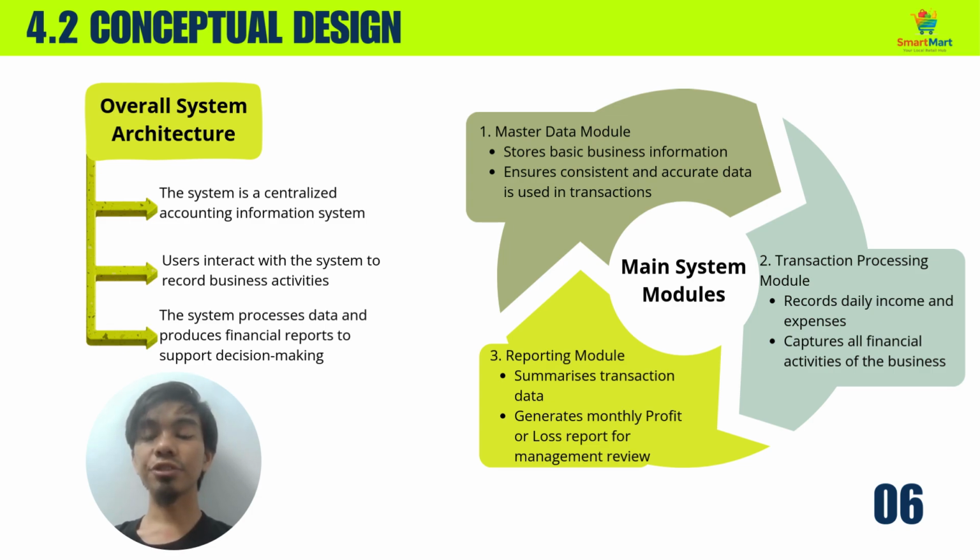Next, I will explain stage 4.2, which is the conceptual design. In this stage, we focus on planning the system at a high level without technical detail. First, looking at the overall system architecture. Users interact with the accounting information system to record business activity. The system then processes this information and generates financial reports, mainly the monthly profit or loss report.